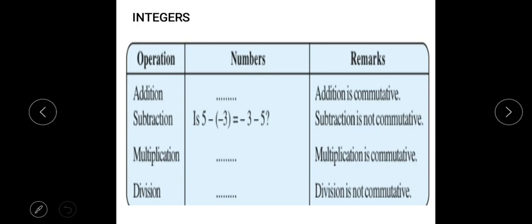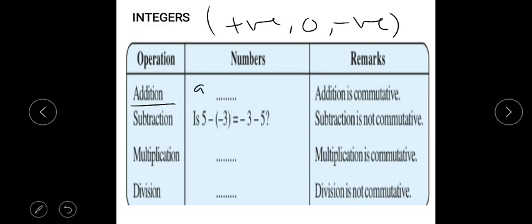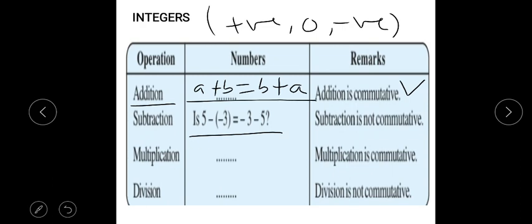Let's check for integers. Now, you know what integers are? All the positive, 0 and negative whole numbers are included in integers. For addition, if we add any two integers, the result would be the same. If we add a to b or b to a, the result will remain the same. So addition is commutative. But for subtraction, it's not true. So subtraction is not commutative.